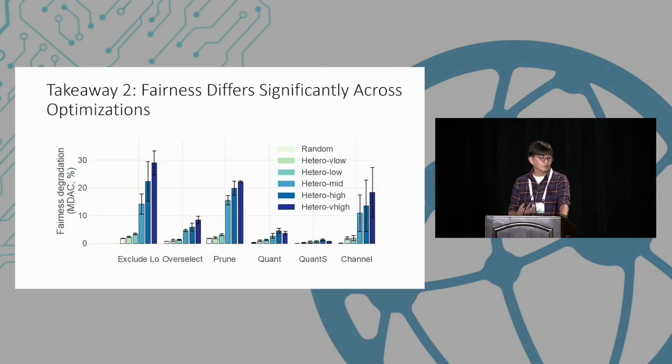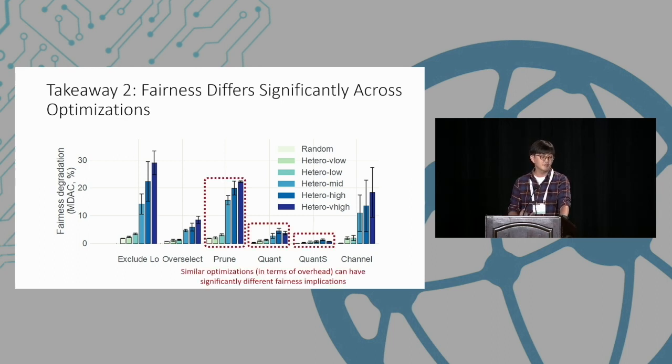We now also show the result from other optimizations as well. So here, what you can see by comparing different groups of bars is that these are all similar optimizations with similar overhead, but you can see from the height of the bars that the fairness implication can vary significantly between different optimizations. Again, this effect can only be seen if you assume a realistic system-induced data heterogeneity in your simulation. Otherwise, these interesting effects are not really visible.